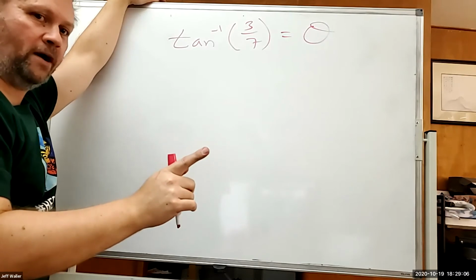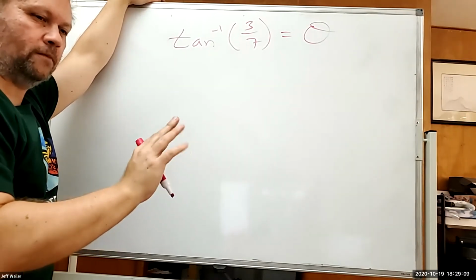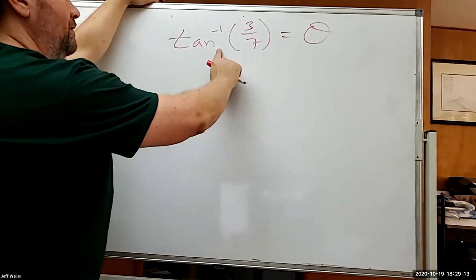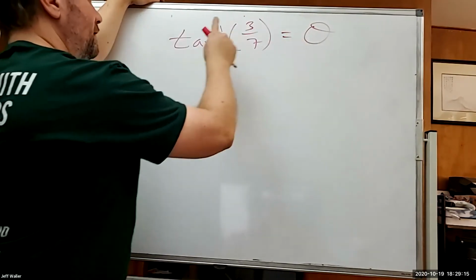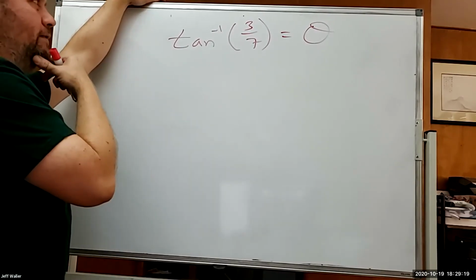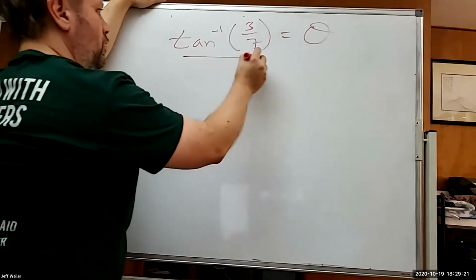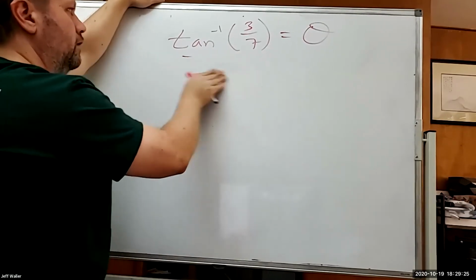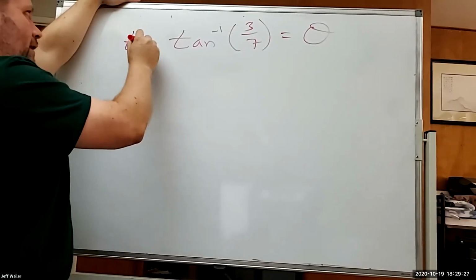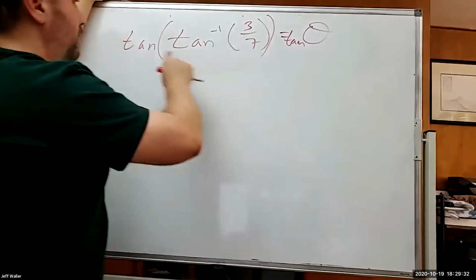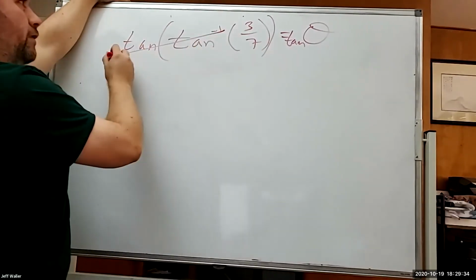Now go with me. Now watch. How would I kill this? What would I do to both sides to kill this? By definition. You could do it. Take the tangent of both sides? Yeah. By definition, how do you kill a function with its inverse? You apply the inverse. These kill each other.